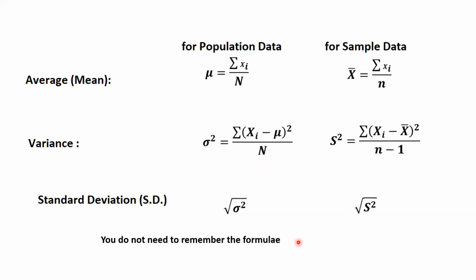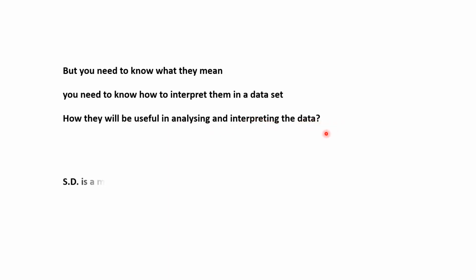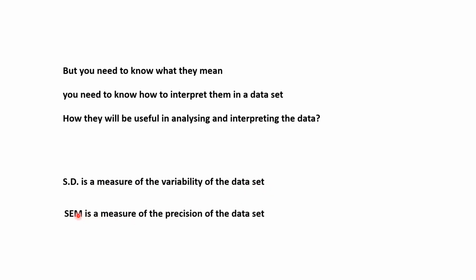But you do not need to remember all these formulae. What you need to do is know what they mean. You need to know how to interpret them in the data set, and also how they will be useful in analyzing and interpreting the data. We will see in this video, SD is a measure of the variability of the data set and standard error of the mean, SEM, is a measure of the precision of the data set.